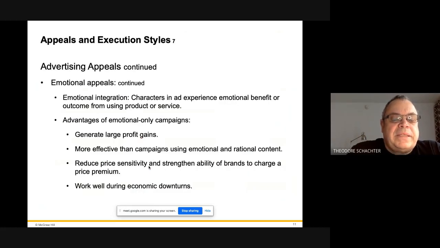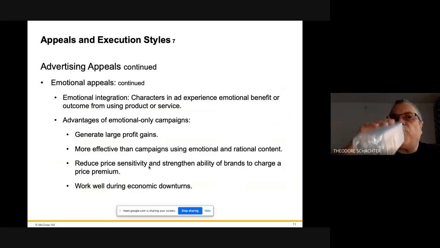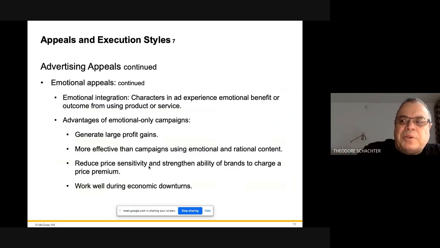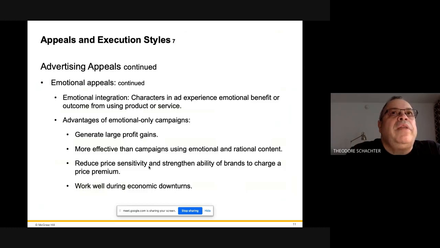So, emotionally based campaigns usually generate large profits because people who are acting emotionally are not shopping around for the best price. They just want something. They're usually more effective than rational ones, even though I will tell you this: the consumers will always justify their emotional decision with a rational kind of thought process. They will rationalize it, as they say.